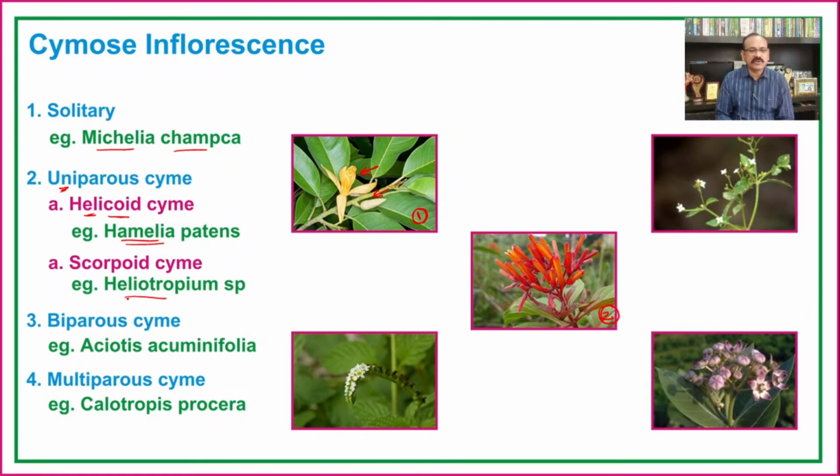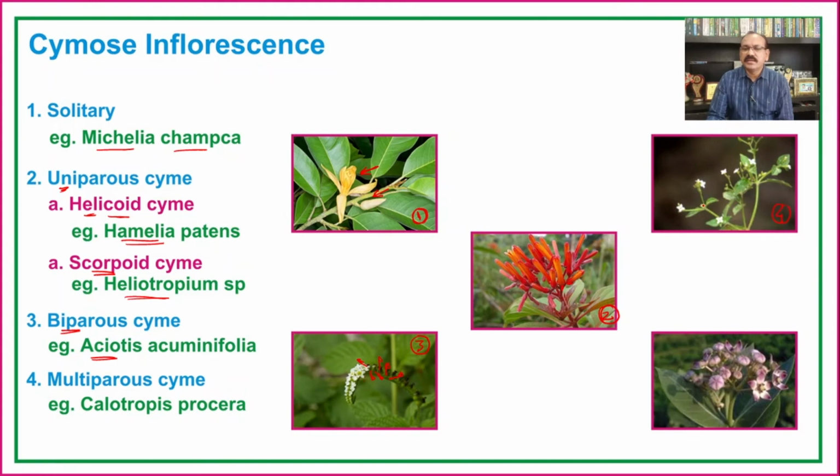But if you see the Heliotropium, that is in this third image of the Heliotropium species, here there is a development of the flowers on two sides. So it takes the shape of the scorpion tail, and hence it is known as scorpioid cyme. In biparous, there is a development of two flowers at each time. It can be very well observed in the Aciotis acuminifolia, which is given in this fourth figure.